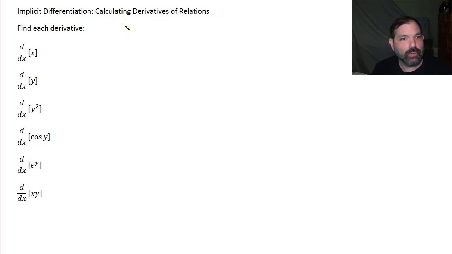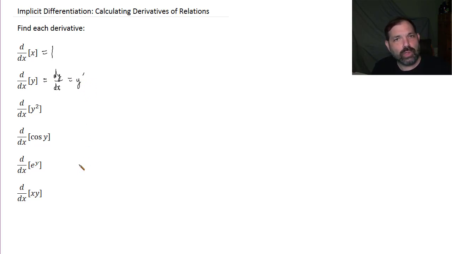So here we're asked to find some derivatives. For example, what's d by dx of x? The derivative with respect to x of x is 1. We learned that a few sections ago. But what's the derivative with respect to x of y? Well, we've said that the derivative with respect to x of y could be written as dy dx, or we could write that as y prime.